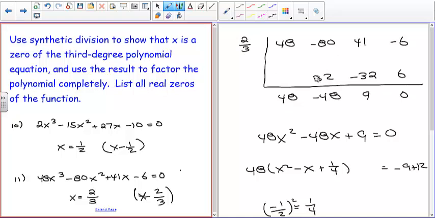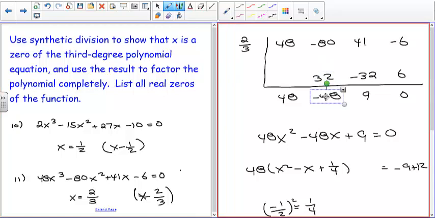Negative 80 plus 32 is negative 48. 2/3 of negative 48 is negative 32. 41 plus negative 32 is 9. 2/3 of 9 is 6. Negative 6 plus 6 equals 0. So that's the key thing. Because that's 0, we know that one of the factors is x minus 2/3.